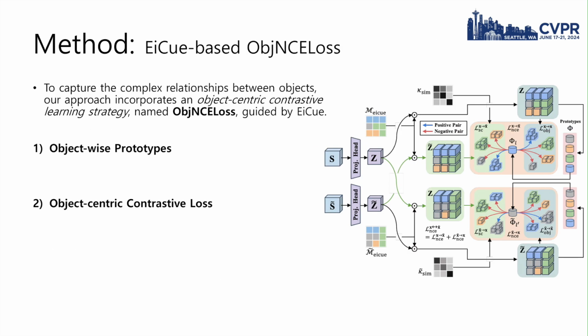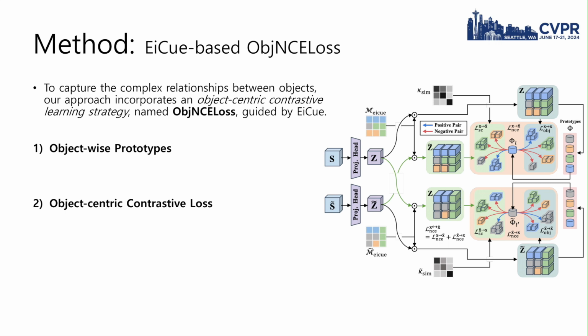For a successful semantic segmentation task, it is important not only to classify the class of each pixel accurately but also to aggregate object representation and create a segmentation map that reflects object semantic representations. From this perspective, our method emphasizes learning from an object-centric perspective, which is key to understanding the intricate relationships between objects. To capture the complex relationships between objects, our approach incorporates an object-centric contrastive learning strategy, guided by IQ.